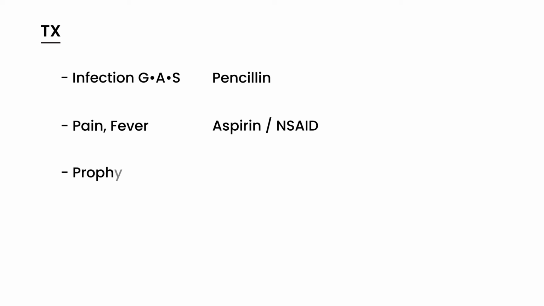And what I mean by that is a person who has Group A strep infection, rheumatic fever, can get it later on in life. So you need to give them prophylaxis to prevent a recurrent Group A strep infection, and that is done also with penicillin. And if a person is allergic to penicillin, then you give erythromycin.